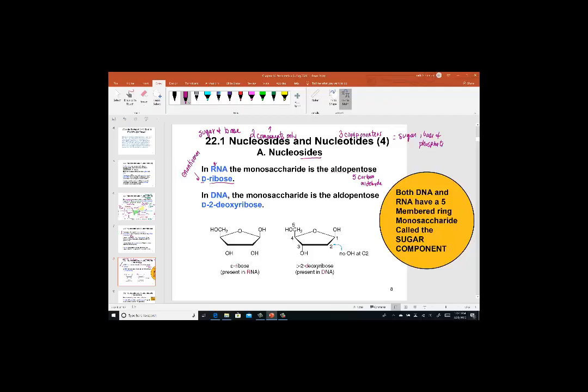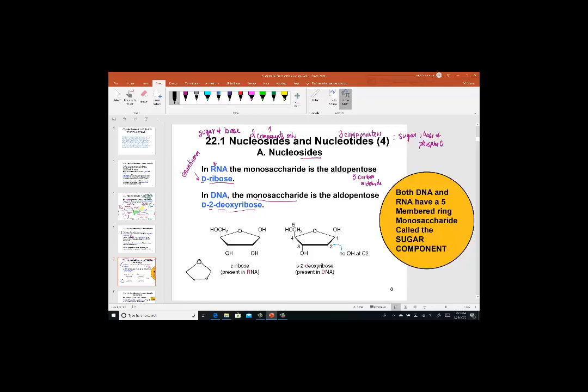Alrighty. Now in DNA, the sugar, monosaccharide, is aldopentose 2-deoxyribose. So here's what we want to do. We want to really see the difference here between the sugars. RNA is simply ribose. DNA is deoxyribose. Let's draw these. You notice that you have a 5-membered ring. Start by drawing oxygen at the top of the house, down, back in, and then close the sugar.